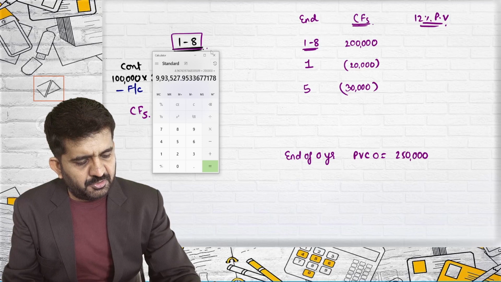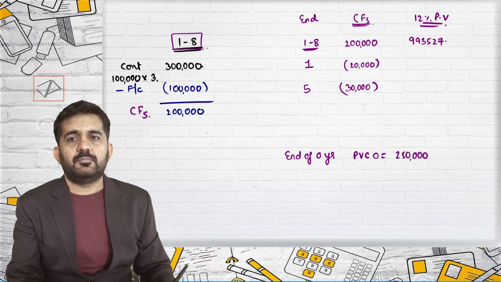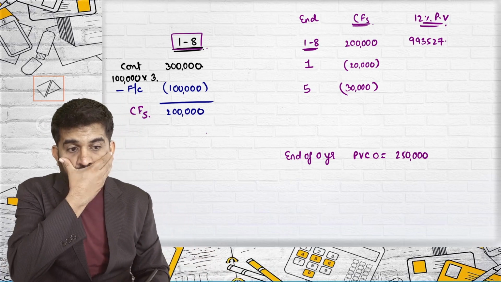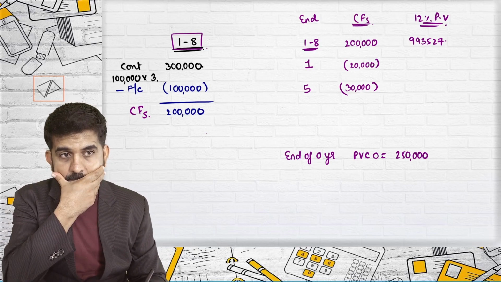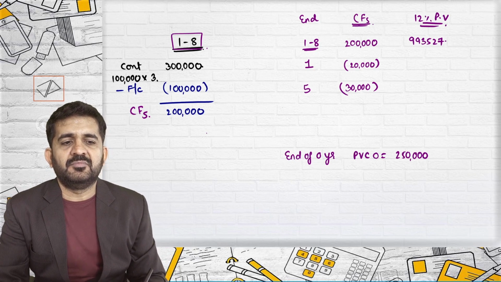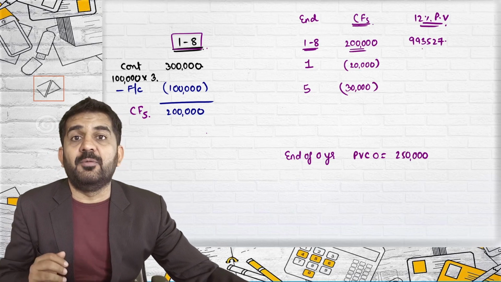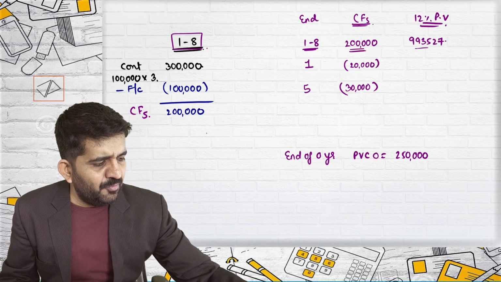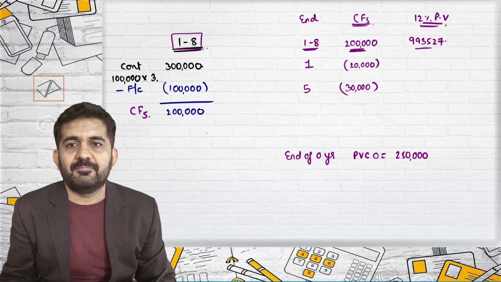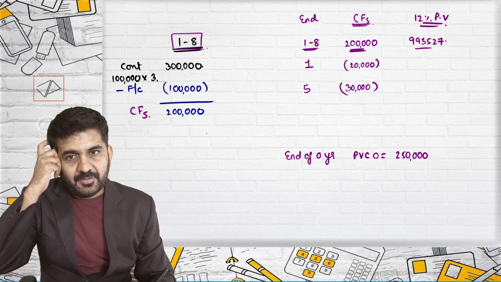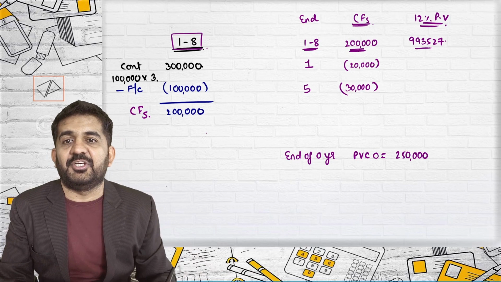It is 9,93,527. Let me ask you just for fun. I told you present value, whenever you find it out, you are removing interest. If you are removing interest, why is the figure more than 2 lakhs? Your present value figure is always lower, right? This is 2 lakhs. This is 9,93,000.